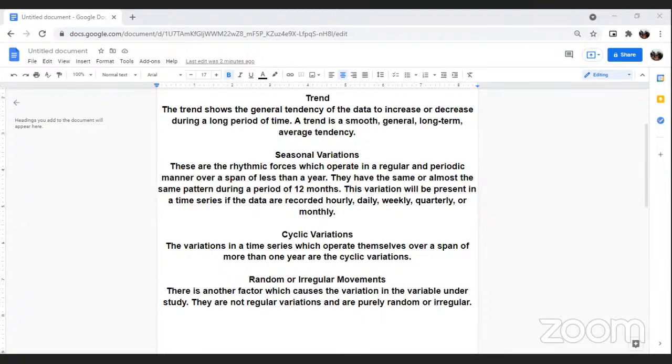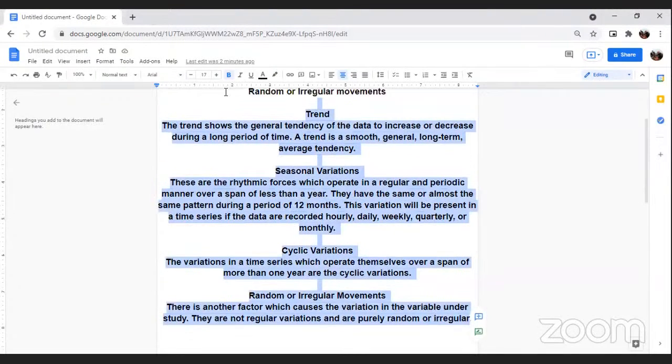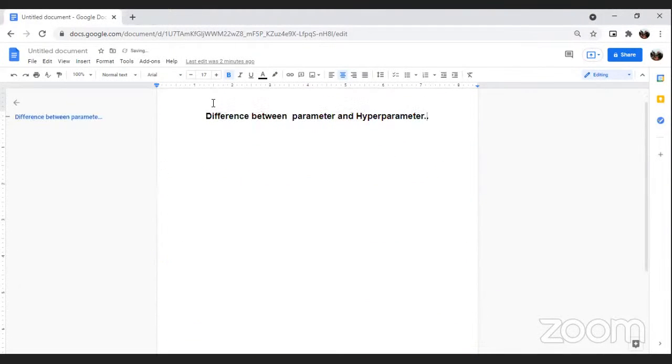Let's go to the next question. So what's the difference between parameter and hyperparameter?